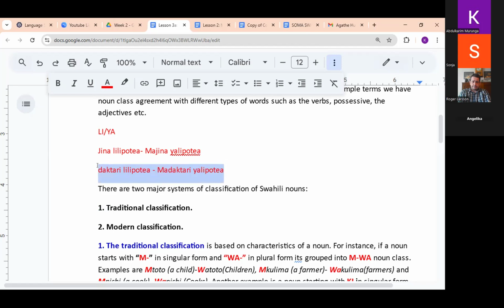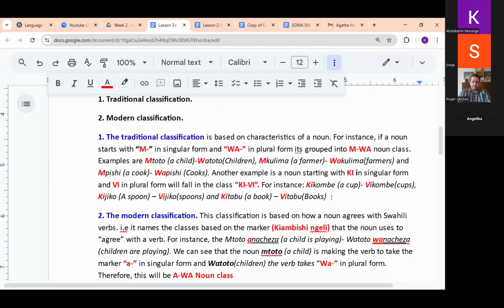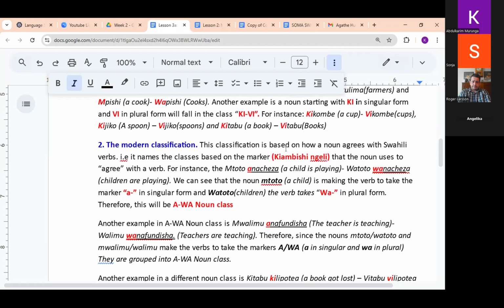It's mainly based on how these nouns agree with the verbs. So daktari and dereva will all fall into the a-wa class, and they will agree with a and wa in this modern classification. Now in this modern one, the classification is based on how the noun agrees with Swahili verbs. That is, it names the classes based on the marker that the noun uses to agree with the verb. For example, mtoto anacheza, watoto wanacheza.